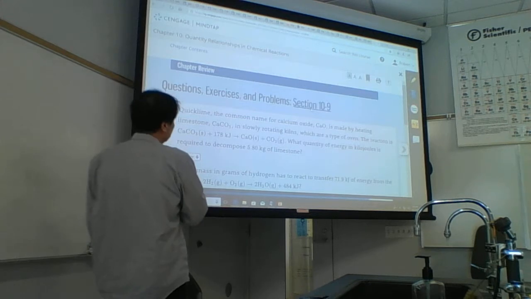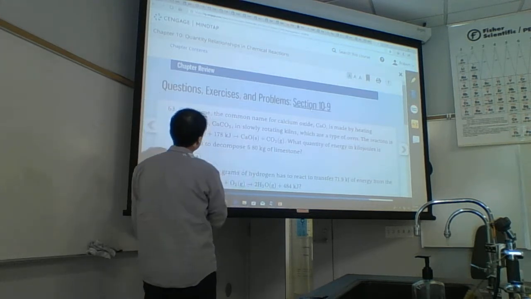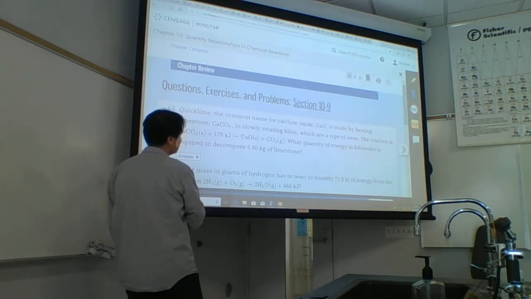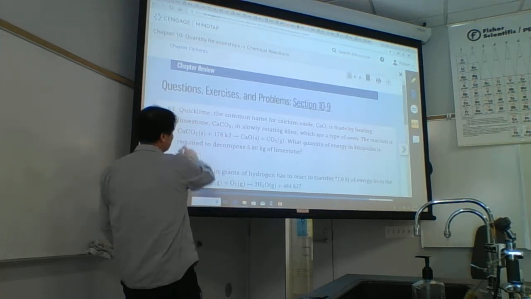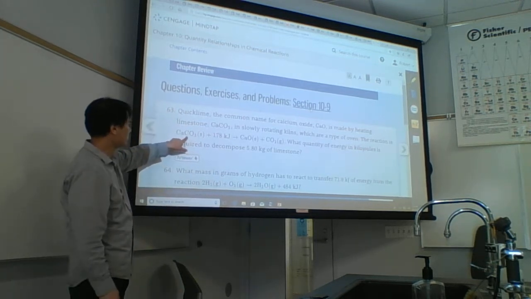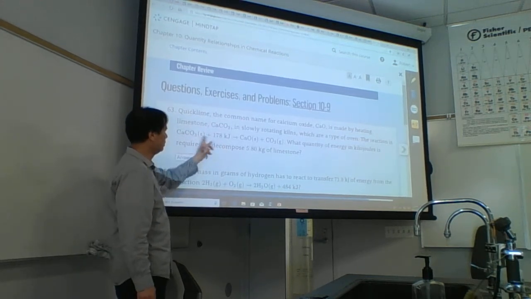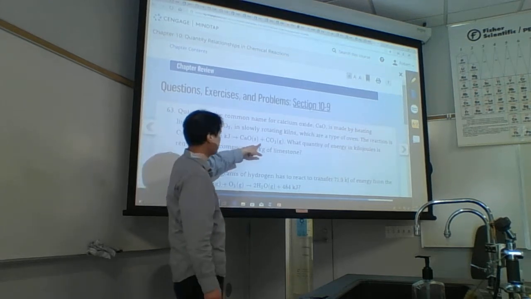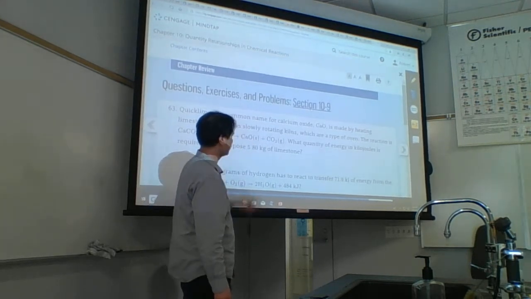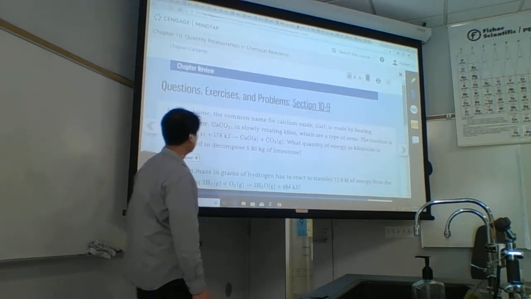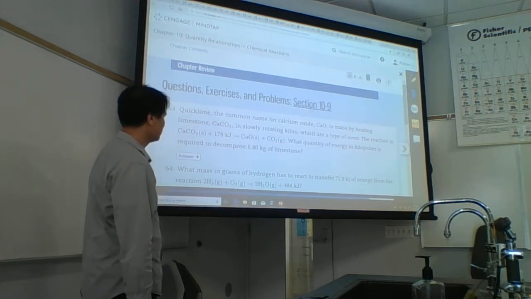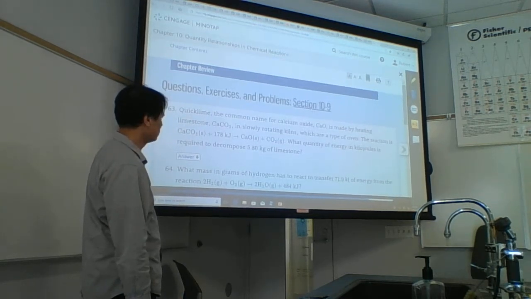Quicklime, the common name for calcium oxide, is made by heating limestone, calcium carbonate, in slowly rotating kilns, which are a type of oven. The reaction says, so this is calcium carbonate. Remember we saw this earlier. Calcium carbonate requires 178 kilojoules per mole to decompose into calcium oxide plus CO2. So this is an endothermic reaction. What quantity of energy in kilojoules is required to decompose 5.80 kilograms of limestone?